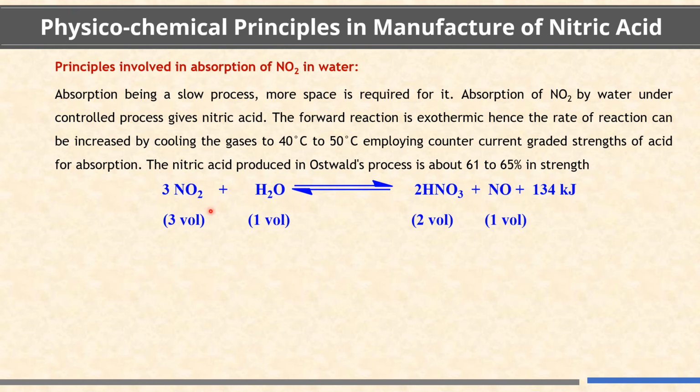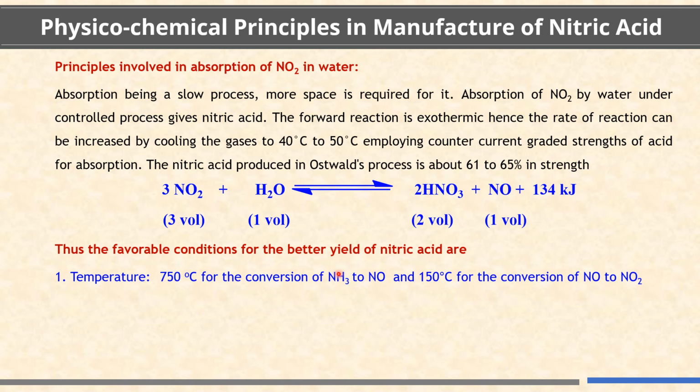3 NO2 plus H2O gives 2 HNO3. That is the reaction taking place when nitrogen dioxide is dissolved in water. Thus, the favorable conditions for the better yield of nitric acid are temperature 750 degrees Celsius for the conversion of ammonia to nitric oxide and 150 degrees Celsius for the conversion of nitric oxide to NO2.